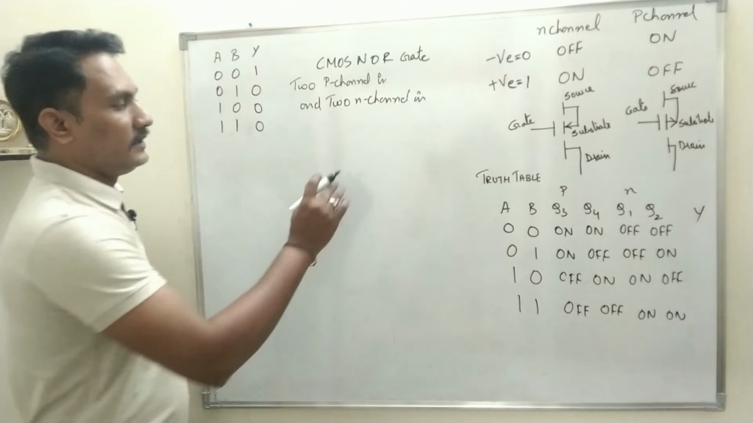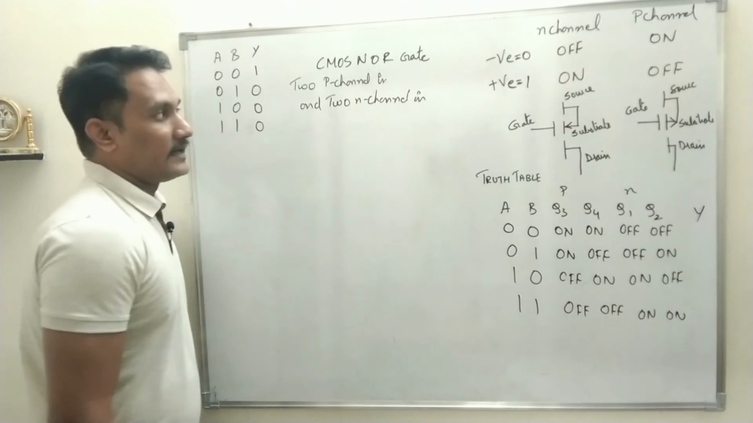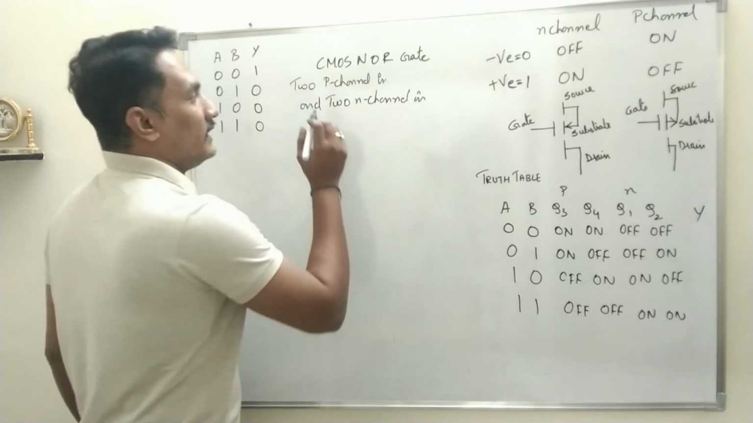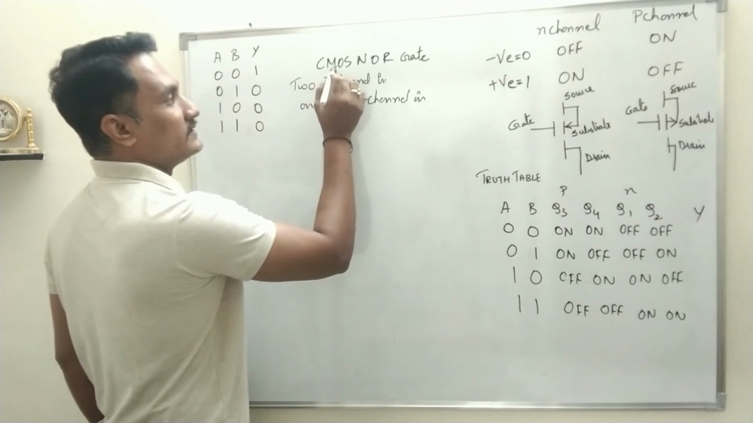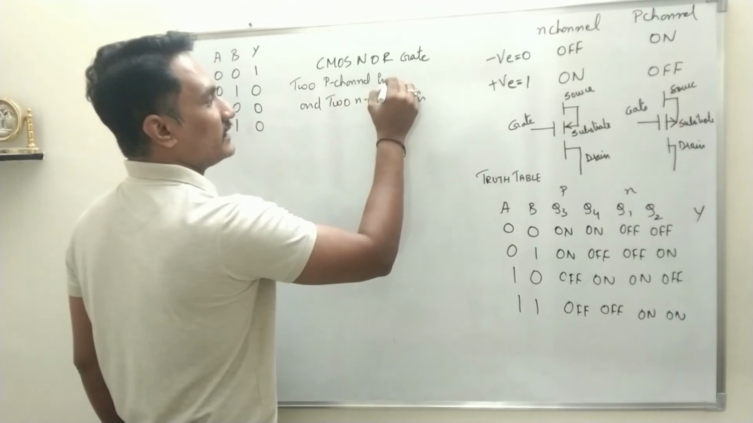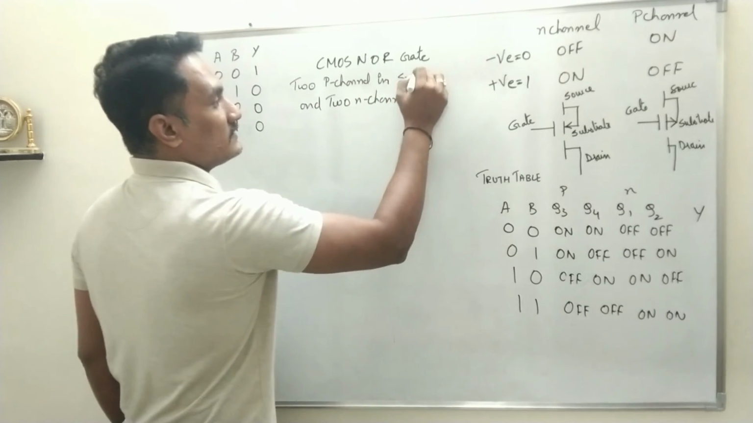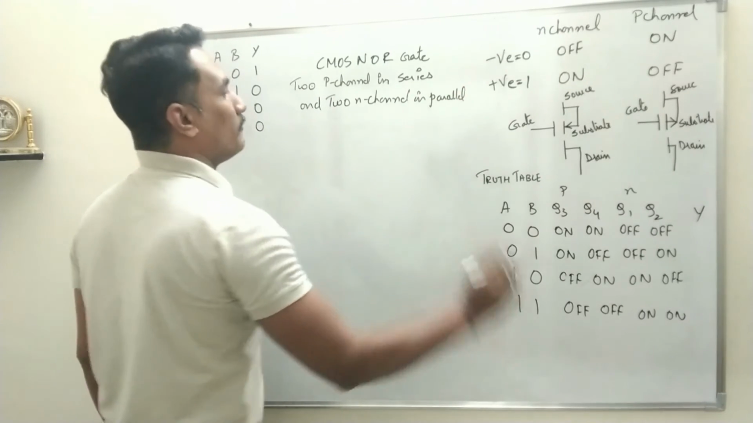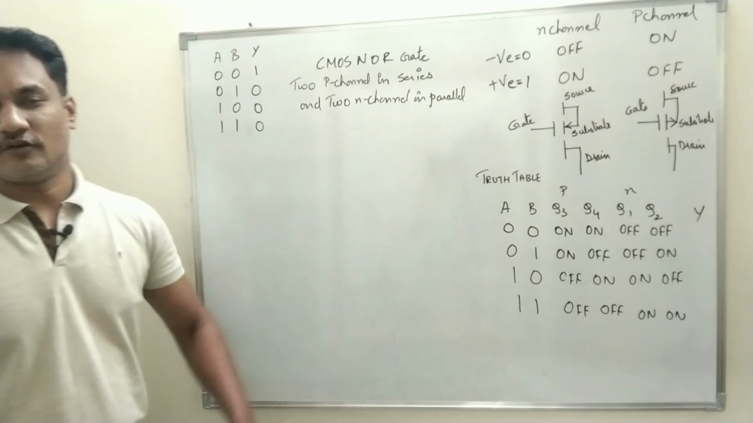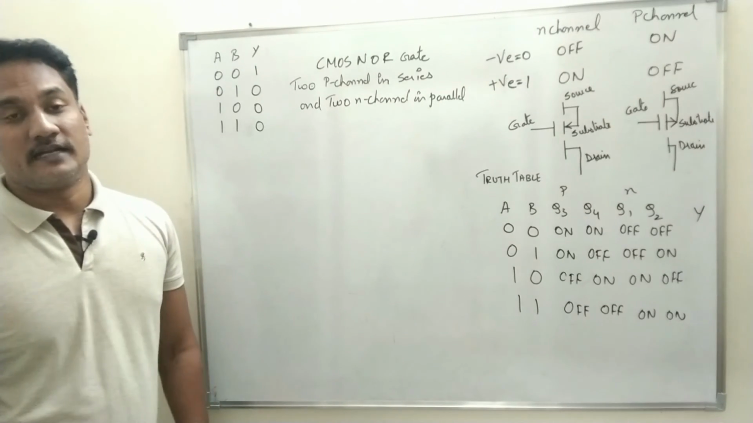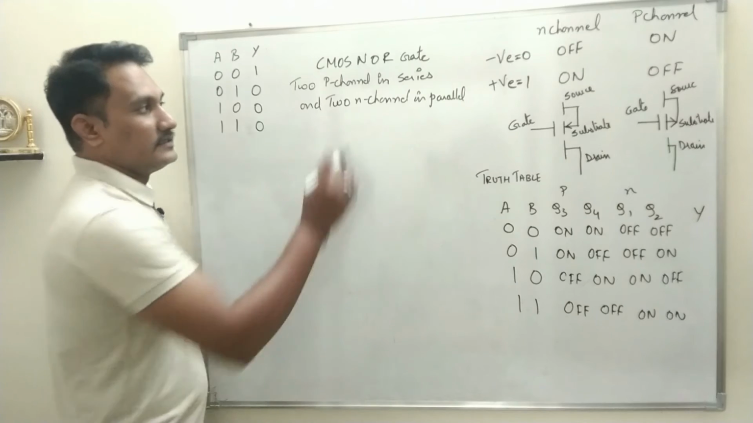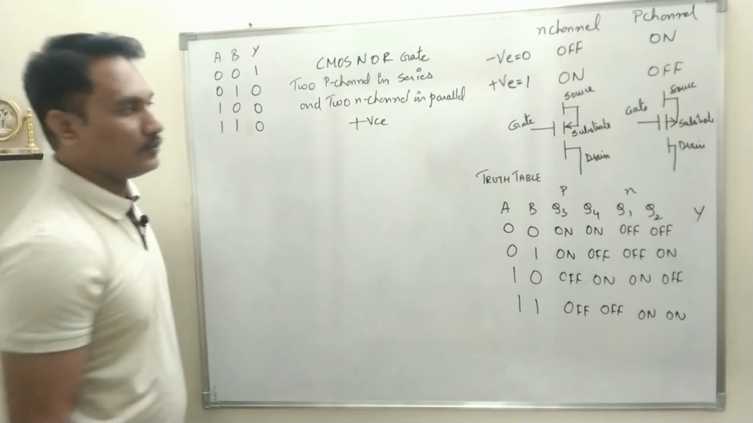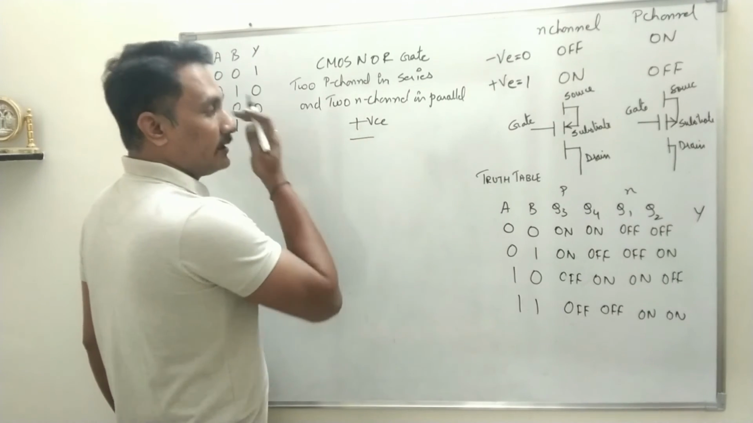So let us design a circuit and try to understand if that circuit works exactly similar to a NOR gate or not. In this case, again I will give you a hint. For the CMOS NOR gate, 2 P channel should be connected in series and 2 N channel in parallel. So it is almost exactly opposite to that of the CMOS NAND gate. Again, this entire thing has to be designed between a positive terminal and ground. So now we will start with the positive terminal.